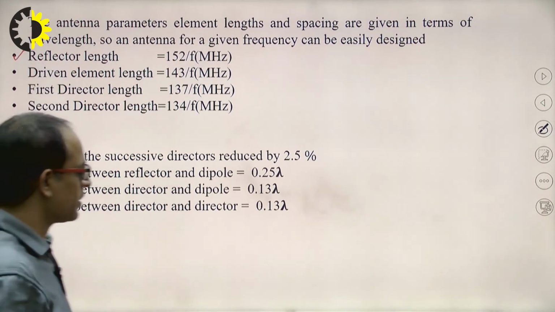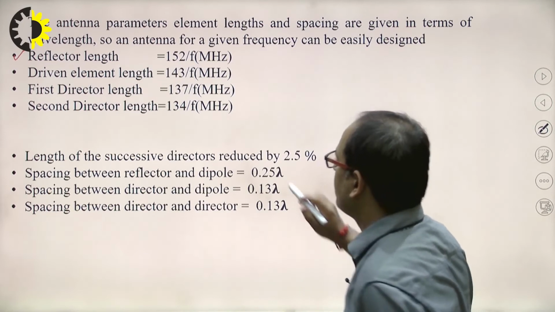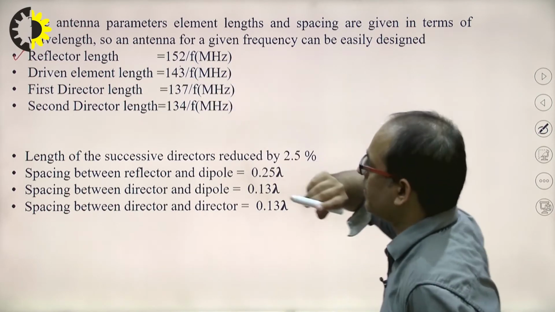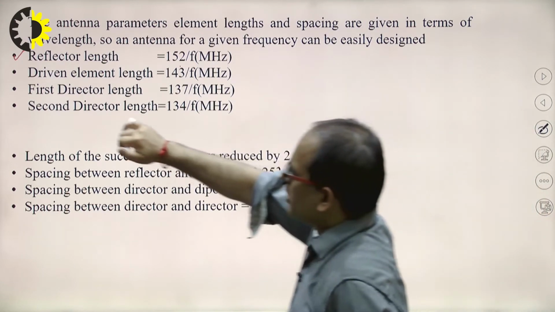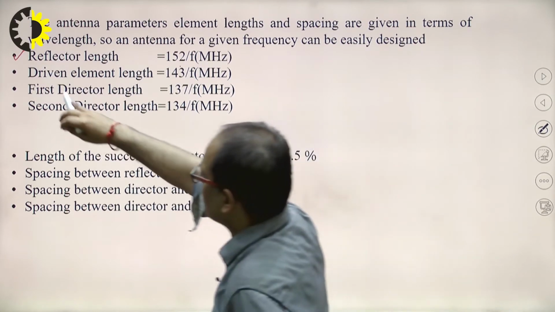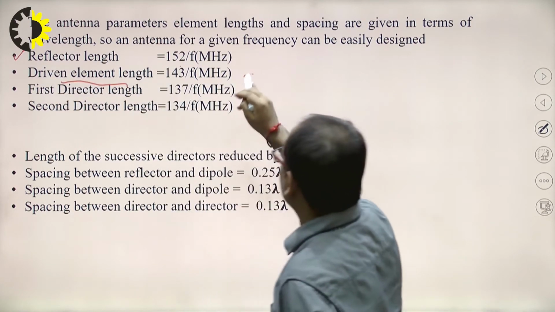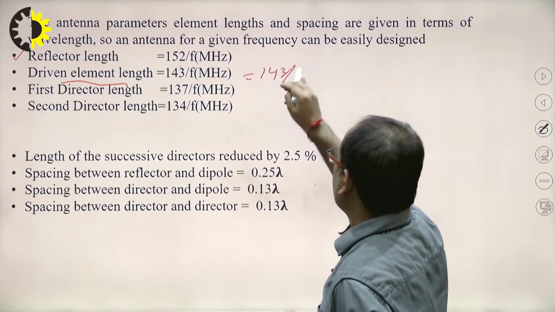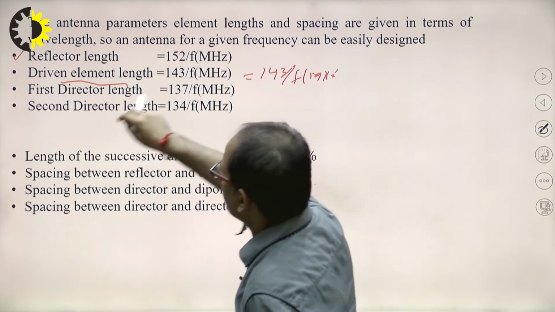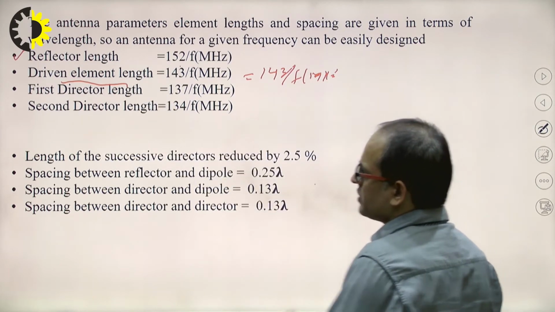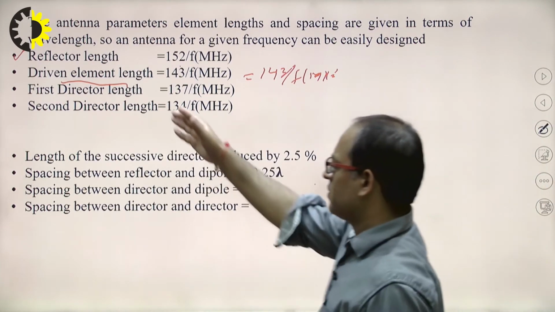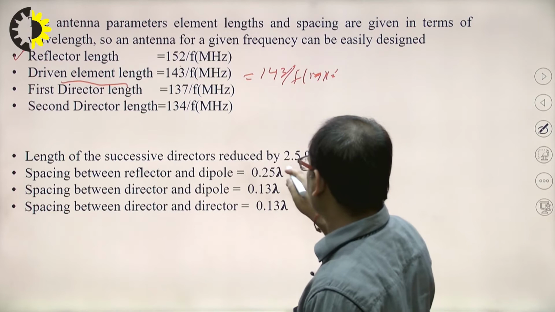So the design equations for designing a Yagi-Uda antenna are, first, if I want to calculate the reflector length, the reflector length will be equal to 152 divided by frequency, and that frequency should be in megahertz. For designing the Yagi-Uda antenna, the driven element length should be 143 divided by f in megahertz. The first director length will be 137 by f, the second director length will be 134 divided by f, and the length of successive directors reduces by 2.5%.